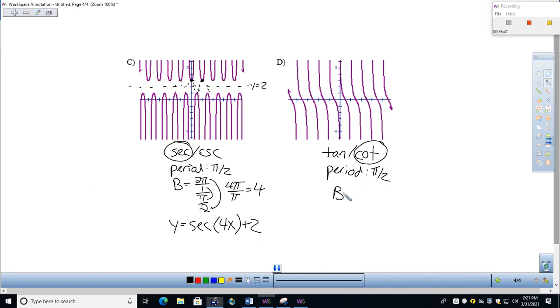And just remember, to get the b value for tangent or cotangent, it's pi over the period, not 2 pi over the period. Outside over inside. Outside is 2 pi. Inside is pi. And so the b value is 2. And I do see a midline, by the way, of y equals 0. You want to be careful about shifting anything. So y equals 0 there. And I think we're ready. I would just go ahead and throw it as y equals cotangent 2x.